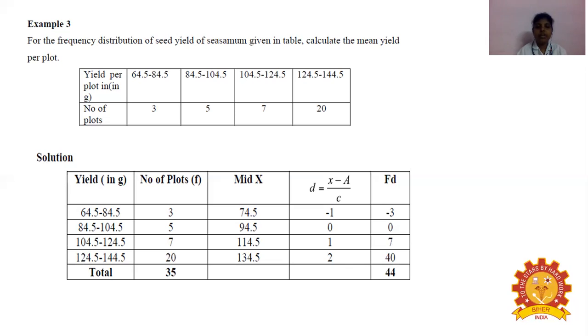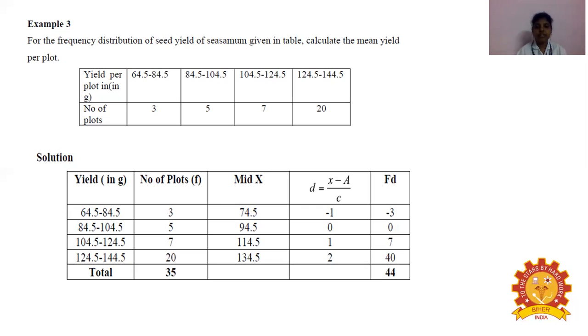Next, 114.5 minus 94.5 divided by the length of the class interval, 20. So we get 1 only. Next value, 134.5 minus 94.5 divided by 20. Finally, we get 2 only.